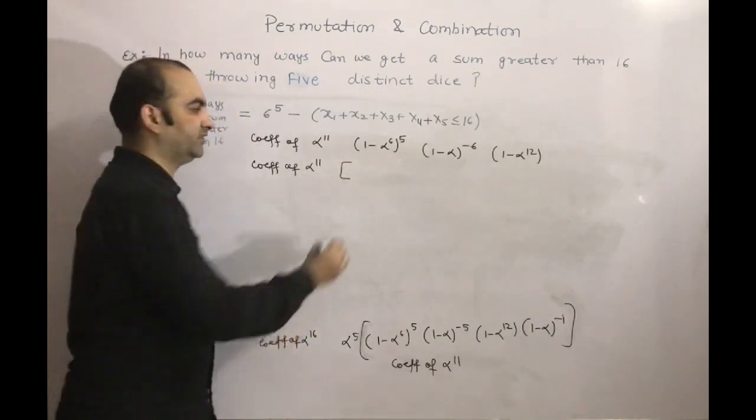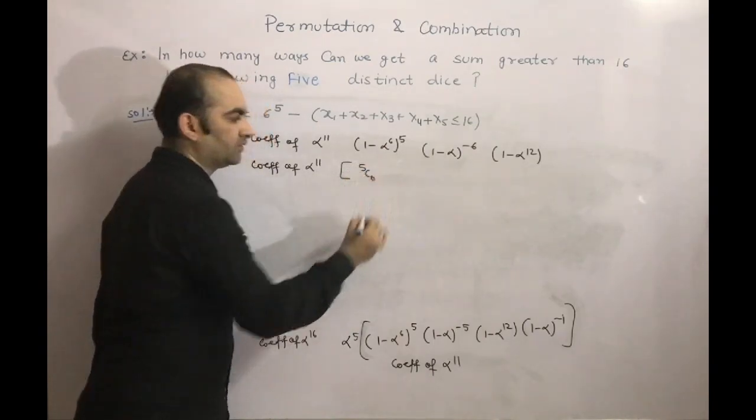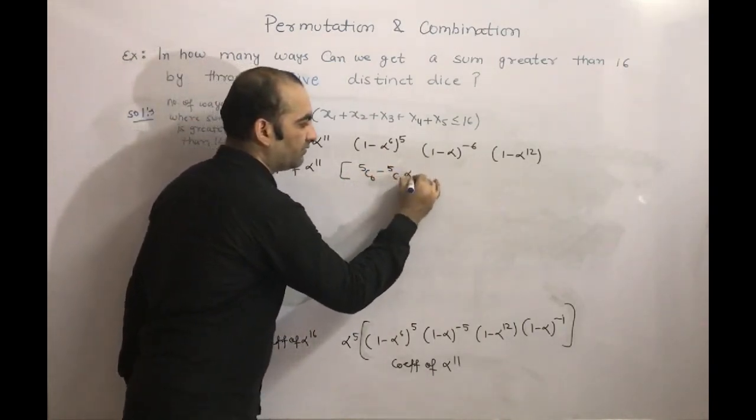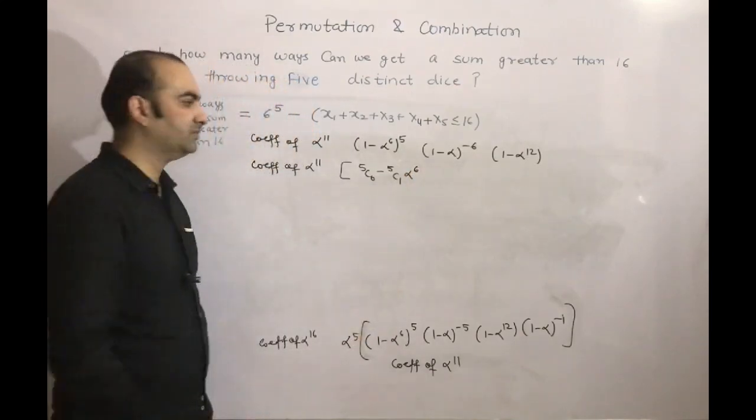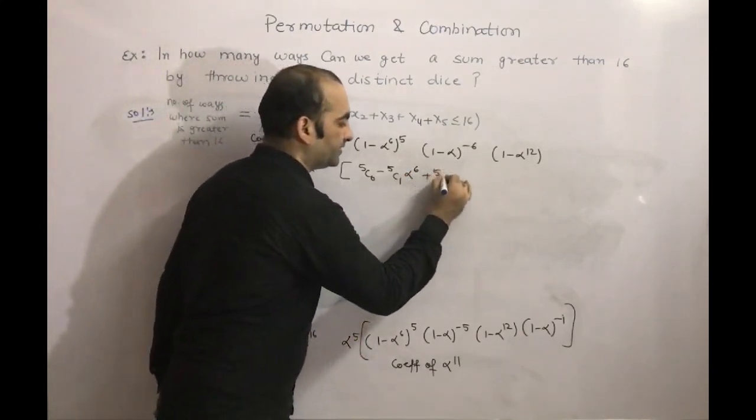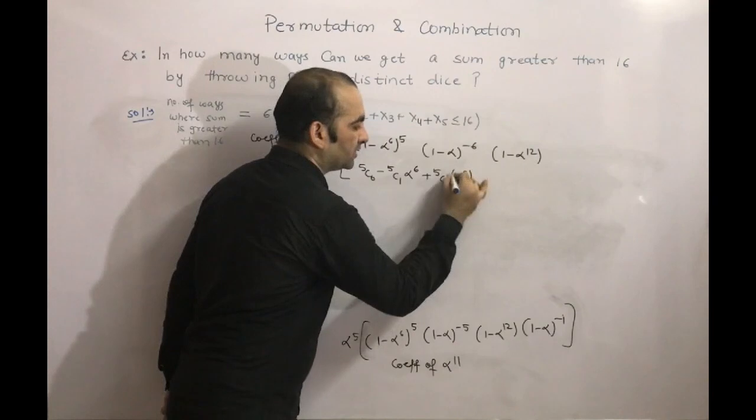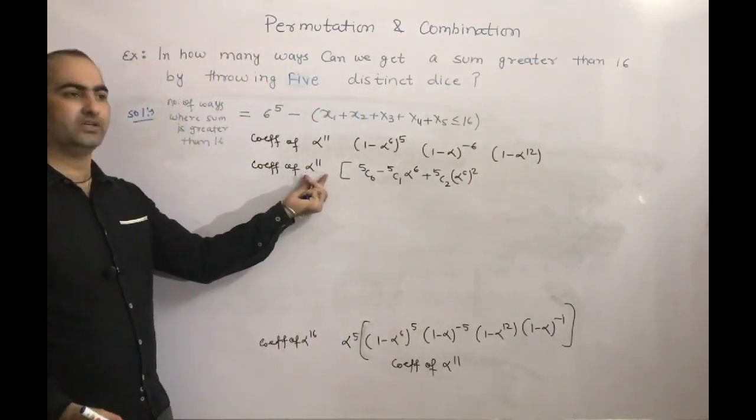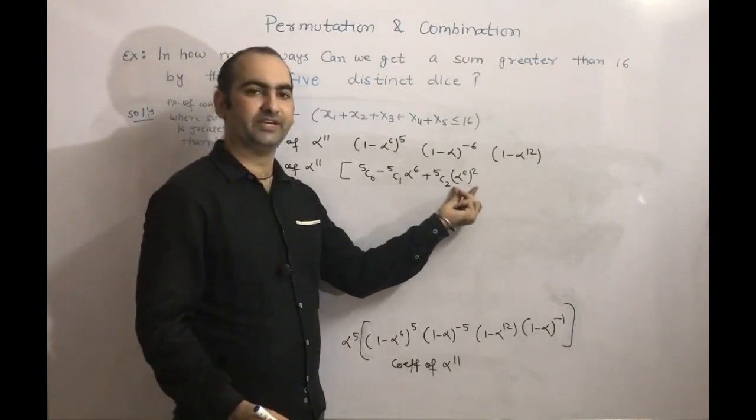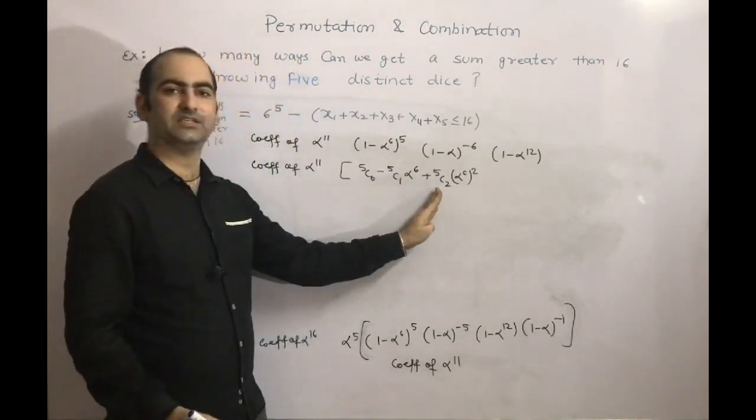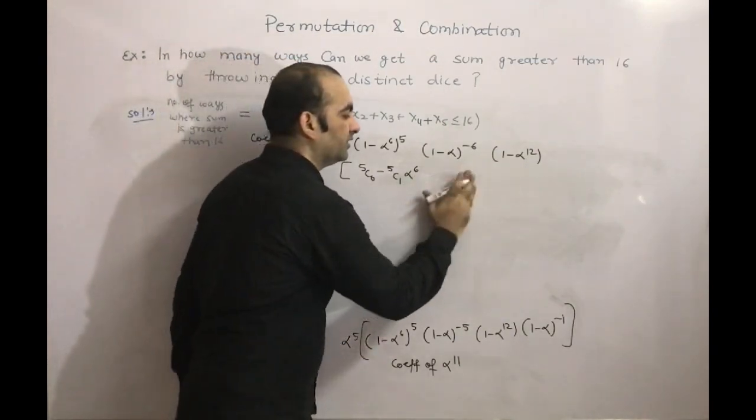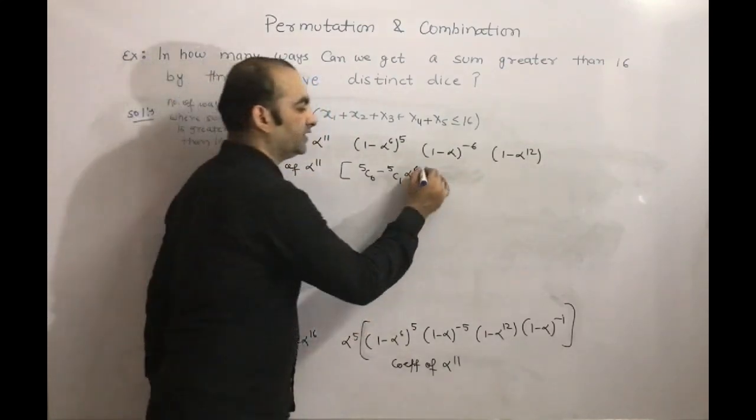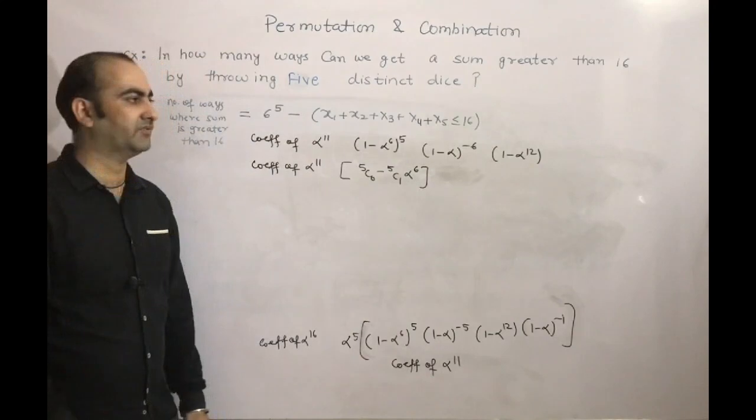If you expand this one, the first term is 5c0. The second term is minus 5c1 alpha power 6. The third term is plus 5c2 alpha power 6 whole square. We want the coefficient of alpha power 11, and here we are getting alpha power 12, so we can neglect this one, because if you take this term we will not get alpha power 11. So only 2 terms we have to take. The next term is not required.